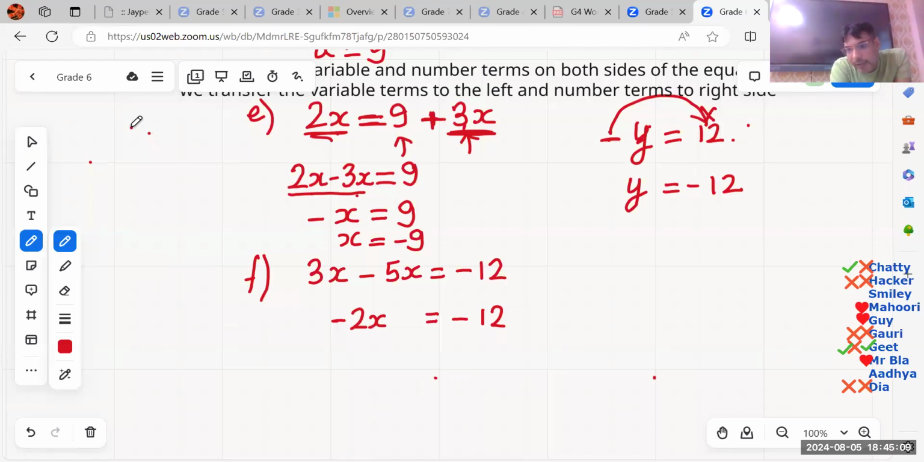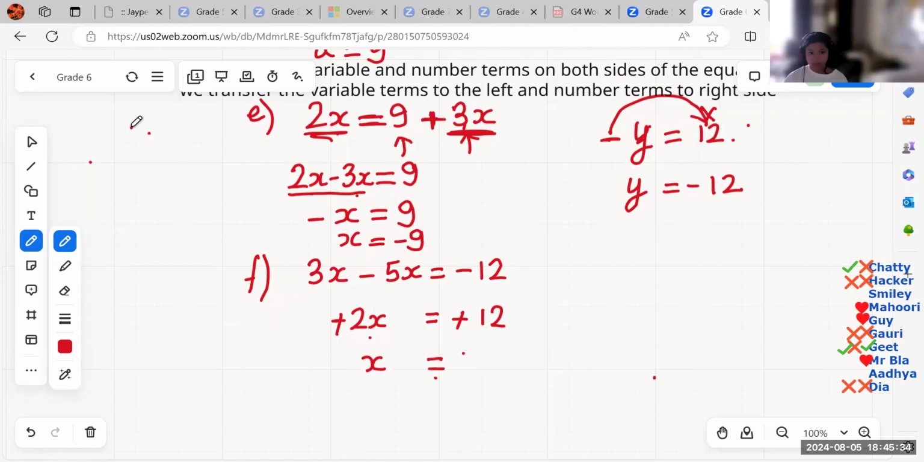Guys, याद रखना एक एक term होनी चाहिए. If there are multiple terms, then the method is different. When there are only two negative terms, one on each side of the equation, you can multiply by -1 and make them positive. तो सबसे पहले get rid of the minus. So now we will make it 2x equal to 12. So x will be equal to what, Diya? 6. Smiley, clear हुआ?